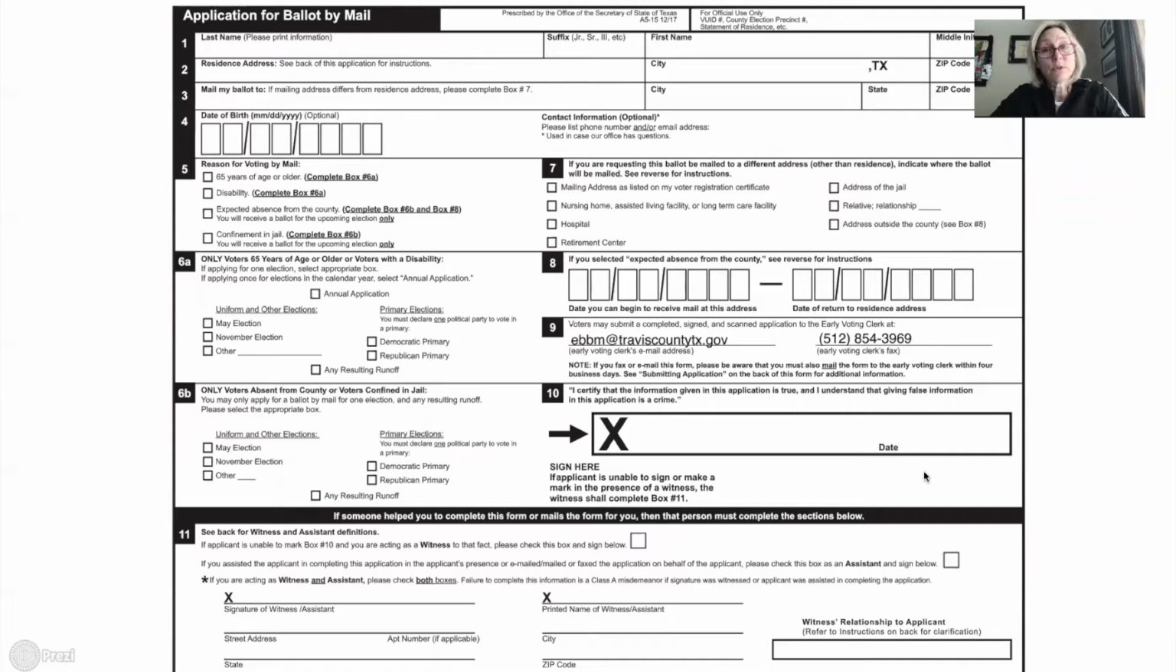If they want to vote on campus, then they'll need to get registered at their college address. And that means completing a registration application that shows their college address as their residence address. So this is only if they're already registered in Travis County and only if they want to vote by mail. So let me walk you through the application.